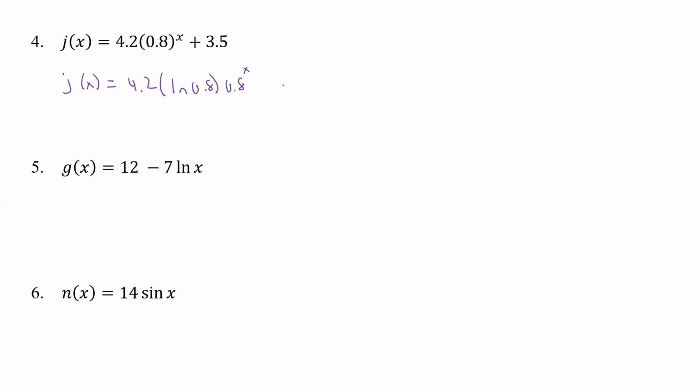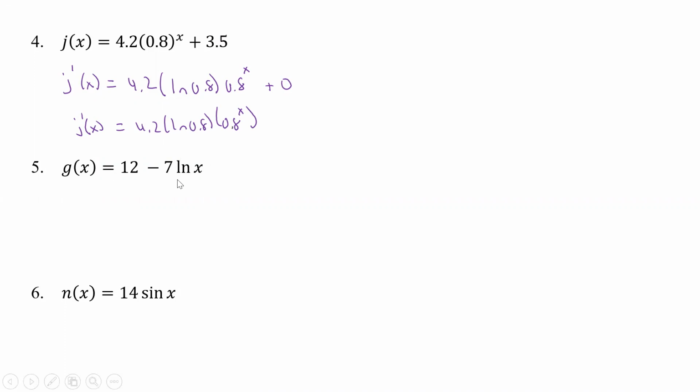Now plus 3.5, when we take that, that's going to be plus 0 because the derivative of a constant is 0. And so I think what we would end up with here, oh, that's the prime there, j prime of x is equal to 4.2 times ln of 0.8 times 0.8 to the x. And that's as far as you would have to take that one. Okay.